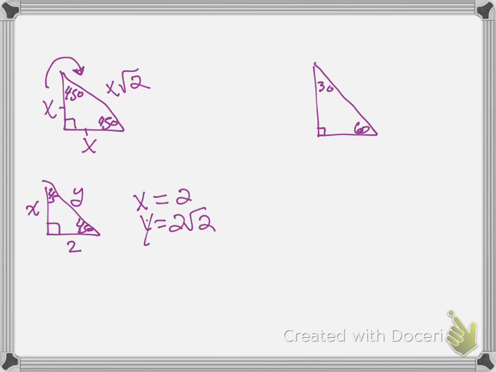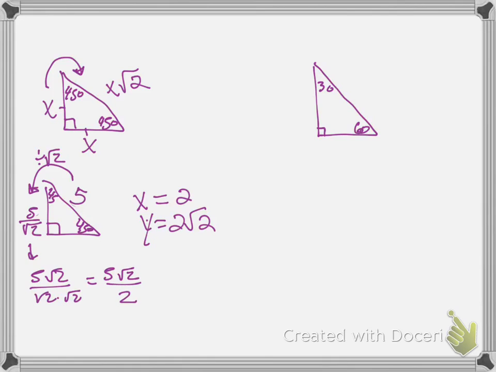Okay? What if I gave you the hypotenuse? Like, what if I said the hypotenuse is 5? Then you have to go backwards. You have to divide by root 2. So this would be 5 divided by root 2, which is not okay. You have to multiply top and bottom by root 2. So it's really 5 root 2 over 2 for both sides. Okay, that's just a quick review of 45, 45, 90.